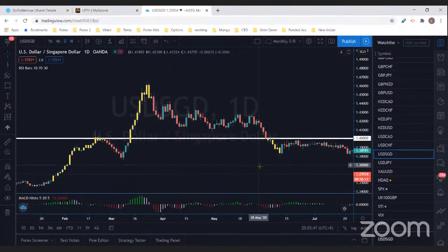Doesn't mean that when RSI is oversold, there will definitely be a reversal. Yeah, the key is still, we must look at what price is telling us at the time.